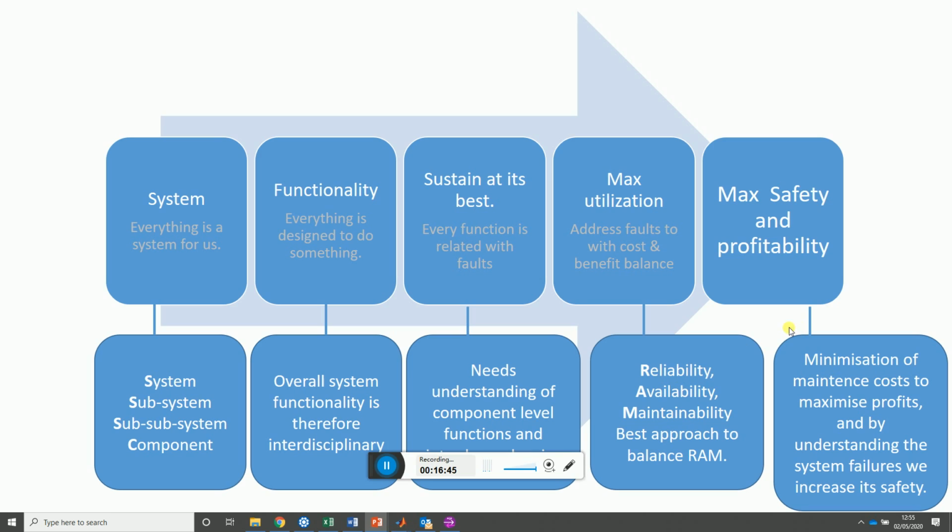allows our system to be available, and we have a proven, validated way of maintaining our system through a best approach. Once we have that, we achieve safety at the end, because we have addressed all the faults. We understand the system as to in how many ways it can fail at subsystem and component level.